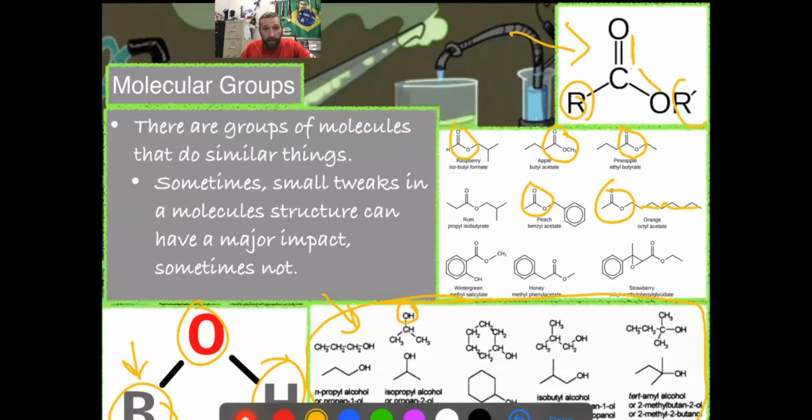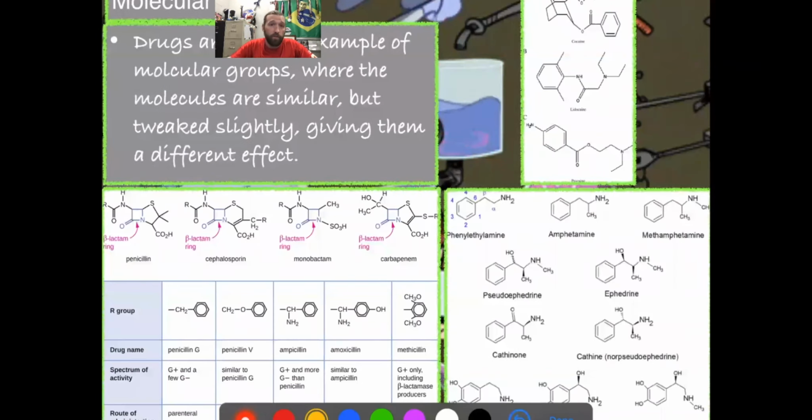So on the examples down here, a lot of your esters are what flavor your food. Well, you can see that peach has an ester that gives it its peach flavor. And oranges have an ester group that gives it its orange flavor. And same thing with pineapple and apple and raspberries. So little tiny tweaks to the same base molecule can give you totally different flavors, give you different effects, and so forth. And the same thing is true for, say, medicines or drugs.